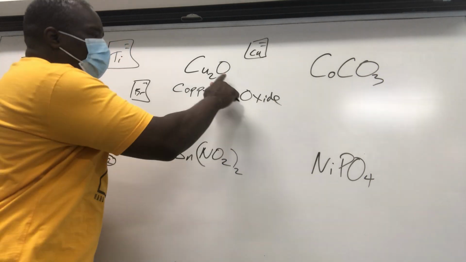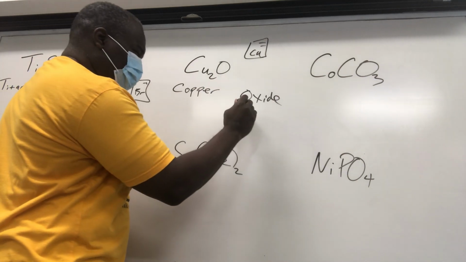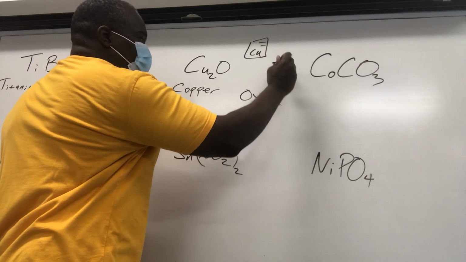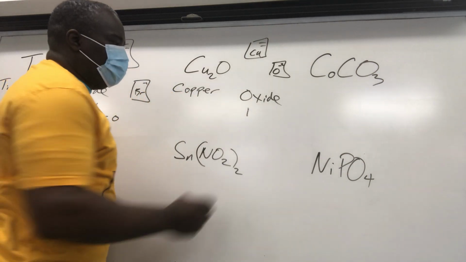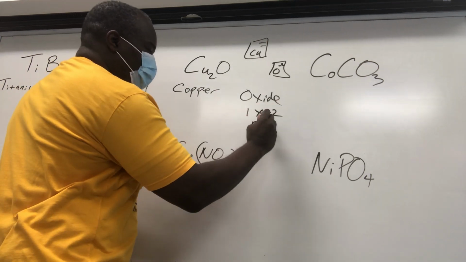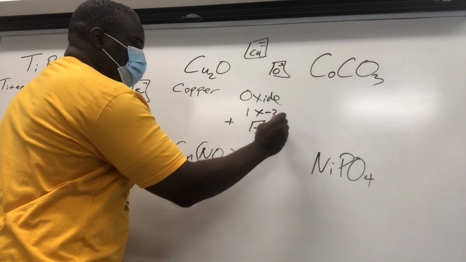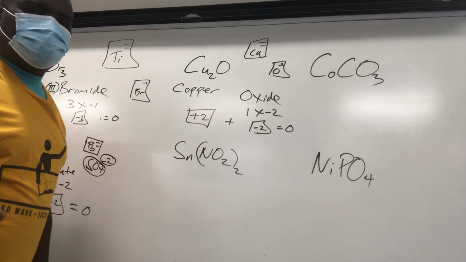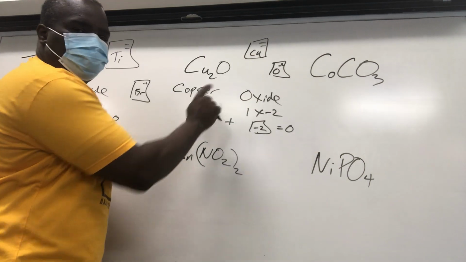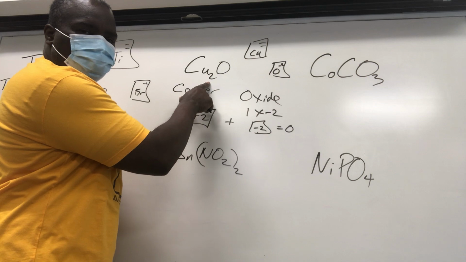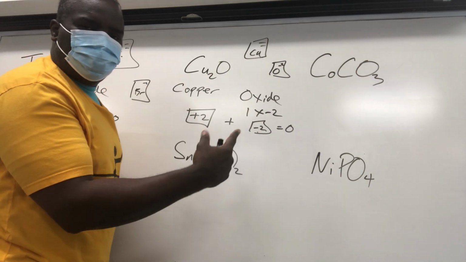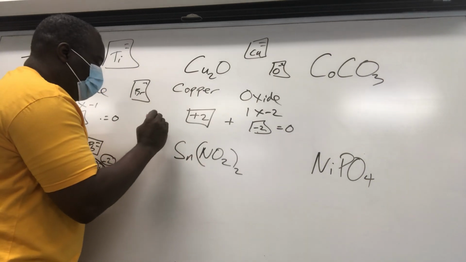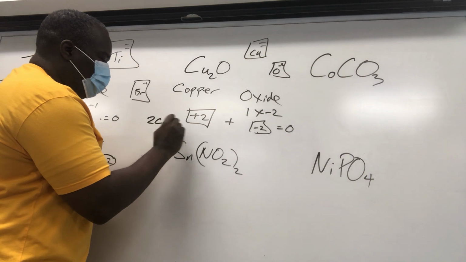You don't panic. You have one oxygen here, people. You look in the box for oxygen on your periodic table, O, and you'll see a negative 2 there. So 1 times negative 2 is negative 2. What plus negative 2 gives you 0? Positive 2. Now here's the deal, we gotta be careful. Before we place the positive 2 there, we have to check what subscripts we have here. In the previous examples, only one was a subscript. But here we have Cu2O. So we have 2 coppers that are equal to positive 2.